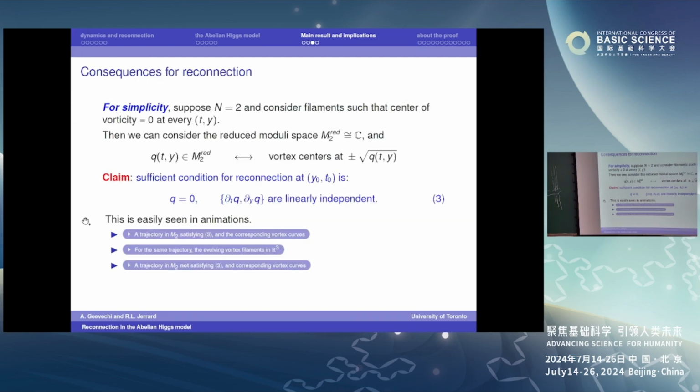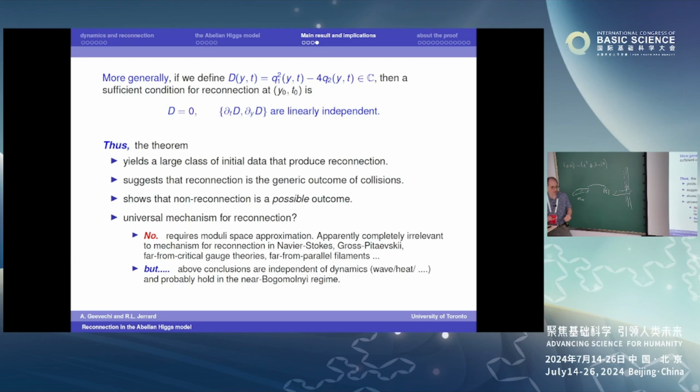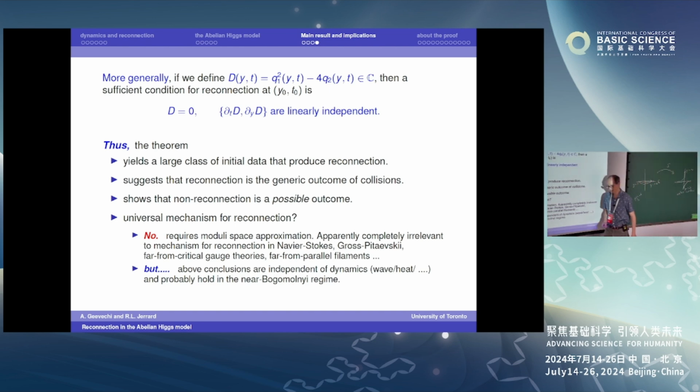The point is that this moduli space approximation tells us why reconnection is the generic outcome of collisions. I'm using generic in a slightly vague sense here, in this setting. Here I also have an image of a curve that gives rise to non-reconnection, but these animations are not working super well. More generally, here I assumed that I was in this reduced moduli space where at every height and at every time the center of vorticity is 0. That was just for simplicity.